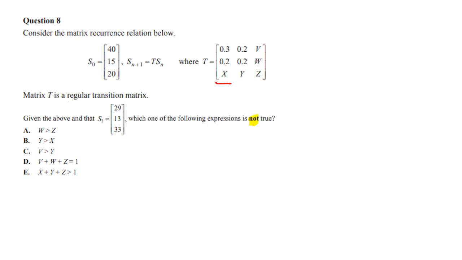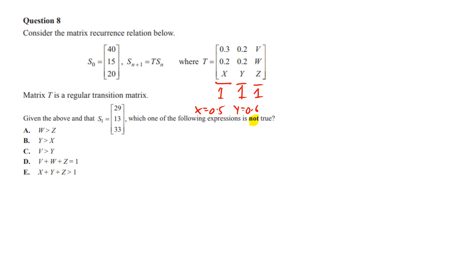We know the columns must add to 1. All right. Well, we can't do anything about the last column, but this column, 0.3, 0.2, that's 0.5, so X equals 0.5 as well. 0.2, 0.2 plus Y equals 1, so Y equals 0.6. That was fairly straightforward, but now we're going to get V, W, and Z.